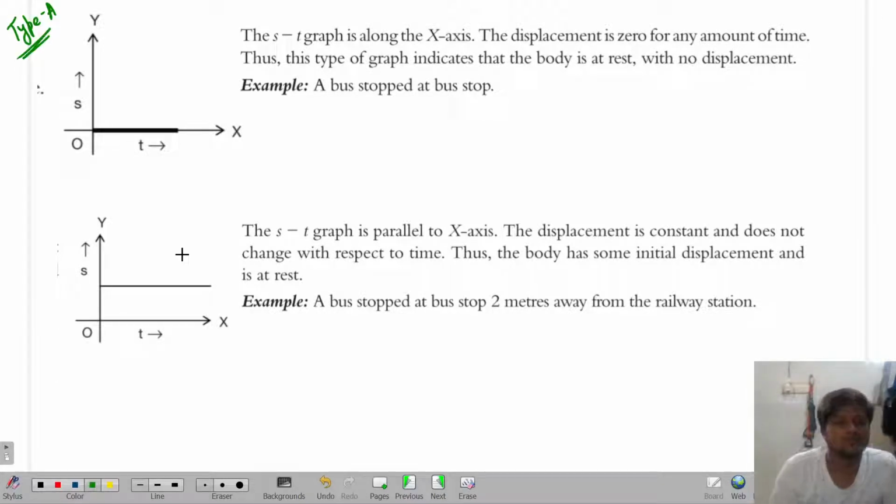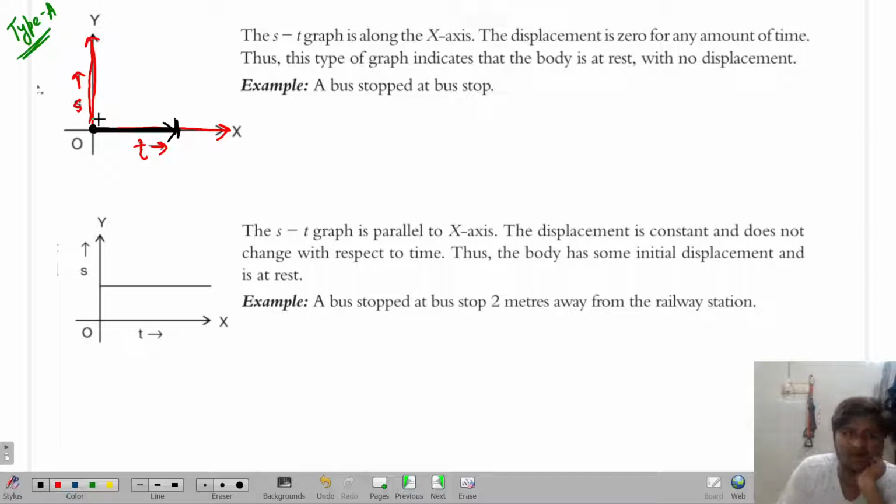Okay, so what is there? I have the time axis along the x axis. Along the y axis, I'm representing displacement. Now I have drawn one line over here. What is that line? It starts from origin O and it goes flat along the time axis. What is the meaning of this graph? Can anyone tell me what is the meaning of this particular kind of graph?